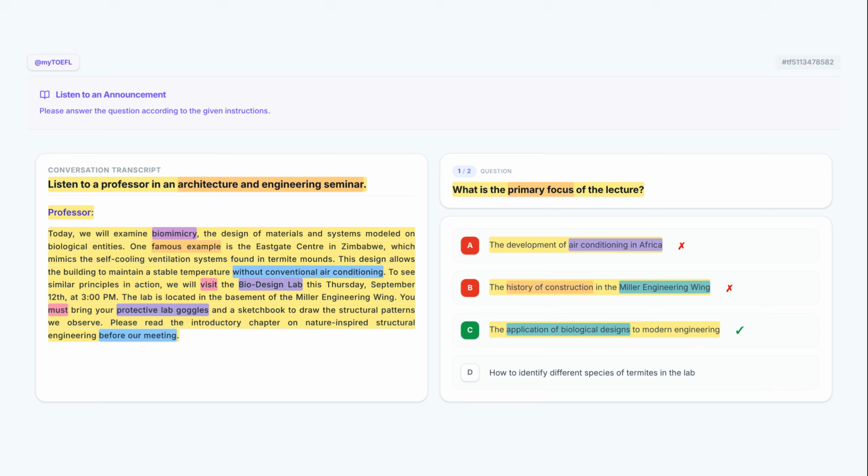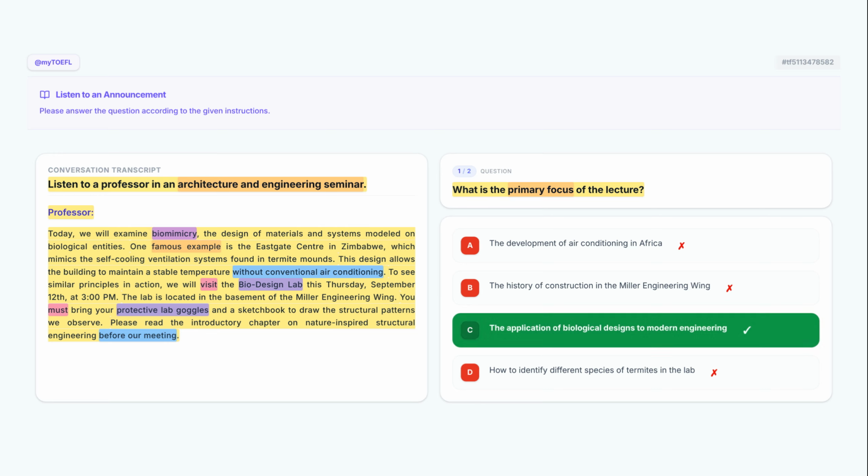Finally, let's look at option D. How to identify different species of termites in the lab. This is a distractor. Termites were part of the termite mounds example, but the goal isn't to identify different species. The most accurate answer is option C, since it summarizes the professor's explanation of biomimicry and its engineering uses.